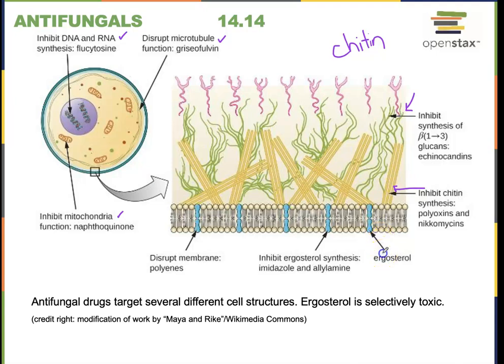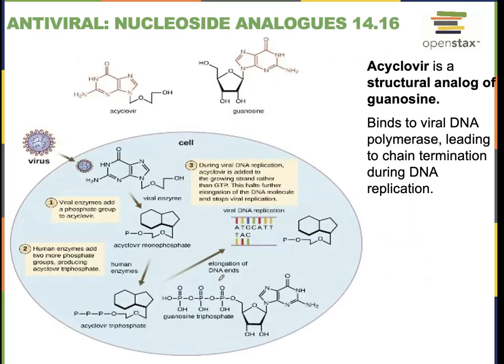But I'm talking about the ergosterol here. We can see how ergosterol is really part of the membrane. It's an integrated cholesterol molecule. And what our antifungals do is they disrupt the production of ergosterol. Then if ergosterol isn't there, the membrane is going to be disrupted and not be good for the fungus. It's going to kill the fungus.